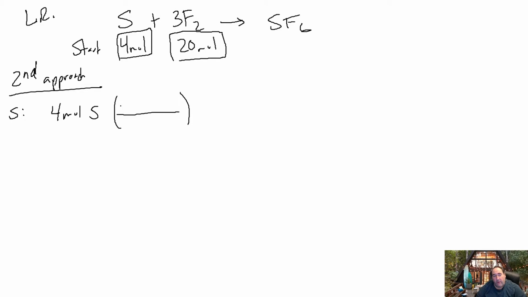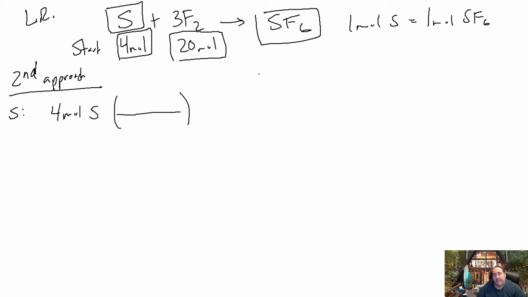We would do our mole to mole relationship between the sulfur and our product. And once again, that is 1 mole of sulfur gives us 1 mole of SF6. That means here we will produce 4 moles of SF6 if we started with sulfur.